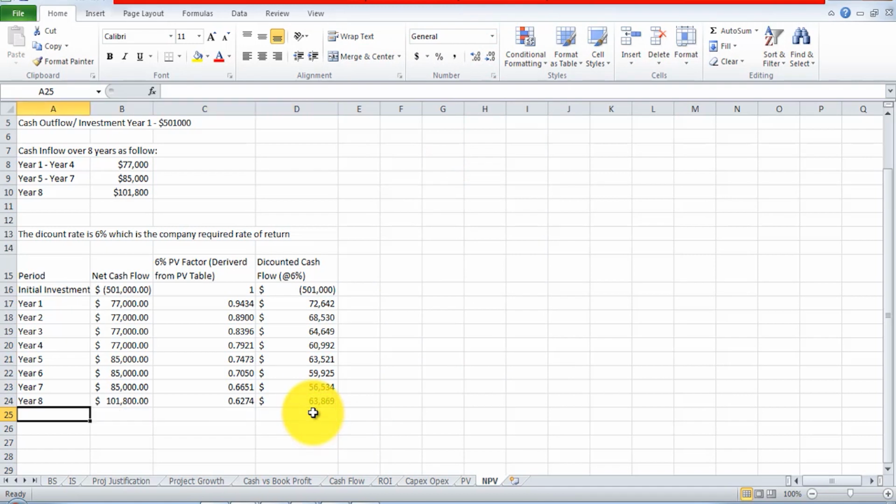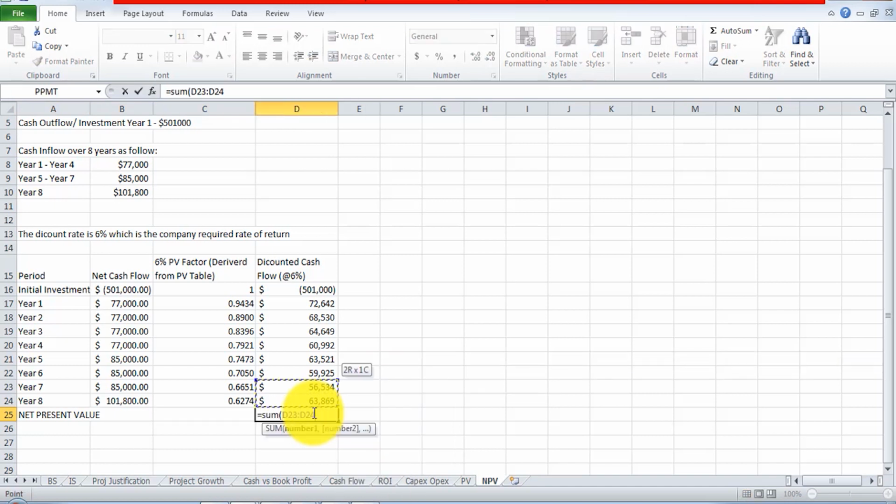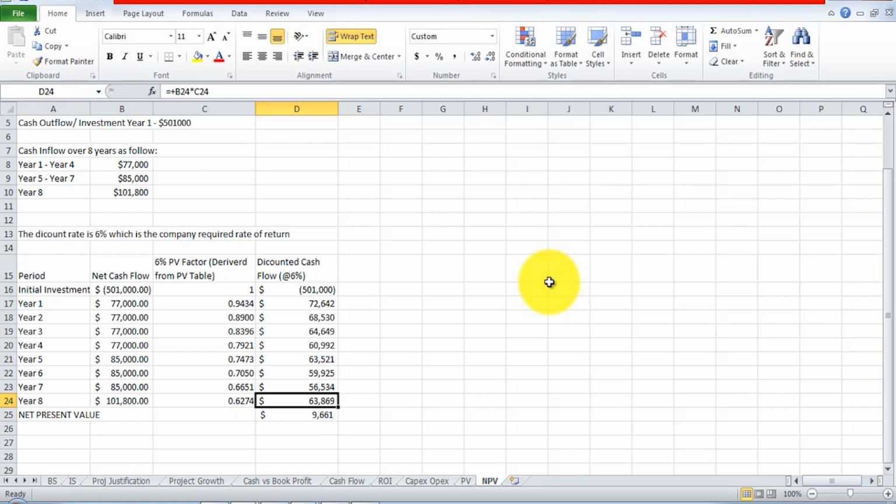So now the net present value is the sum of the present value of total inflows minus the cash outflow. If you remember from the definition, net present value is the present value of the projected future cash inflow.